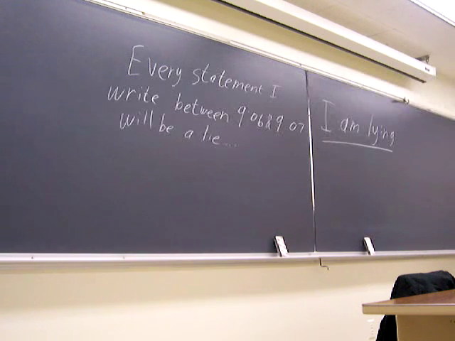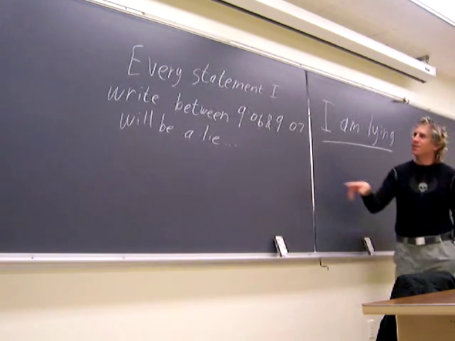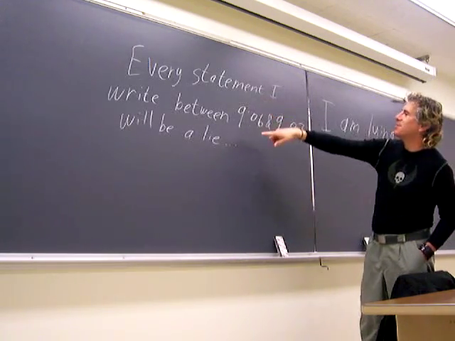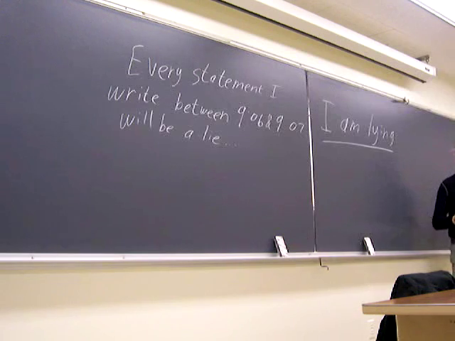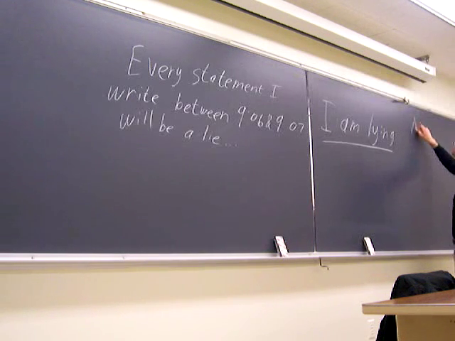Okay, 907, so I'm back to telling the truth now. Prior to 906, I made this statement: every statement I write between 906 and 907 will be a lie. And then a little after 906, I made this statement: I am lying. Okay, analysis.